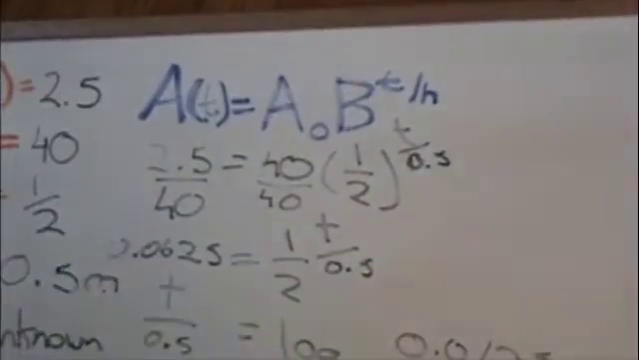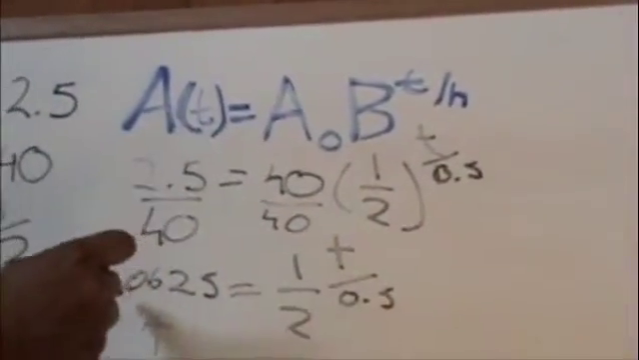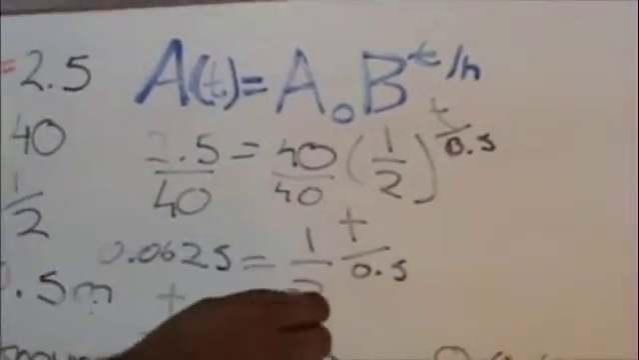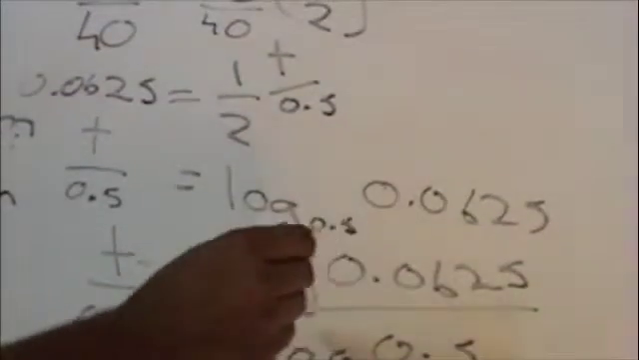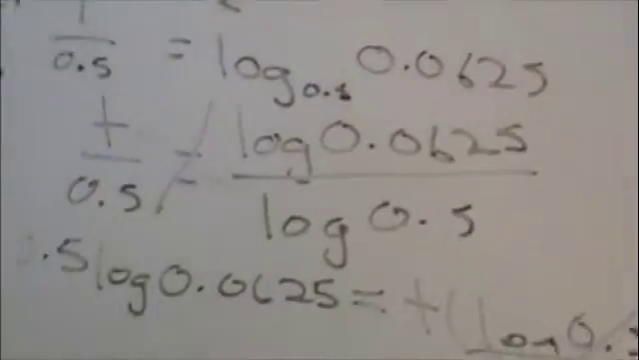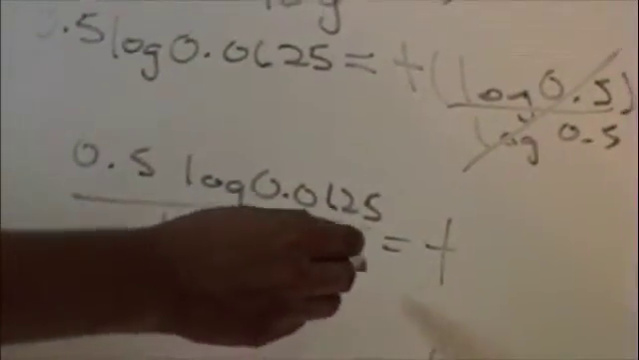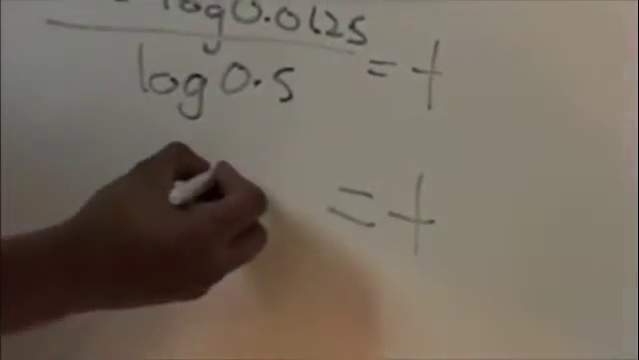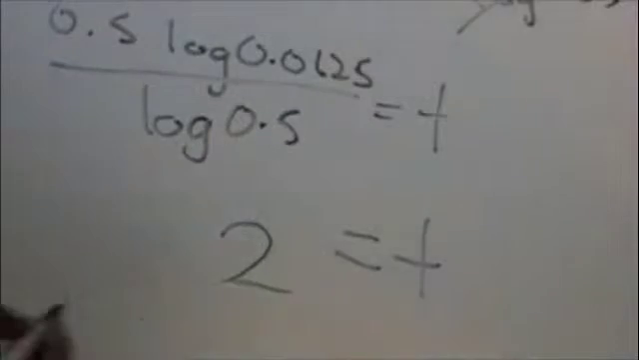So first off, you plug your numbers into your equation, and then you divide 2.5 by 40. From here you can change it to log form. And from the logarithmic form, you put everything into log base 10, and then you can simply cross multiply. Through cross multiplication, you have t log 0.5 on one side, and you can divide by log 0.5 on both sides to isolate t. And when you isolate t, you're left with 2 minutes.